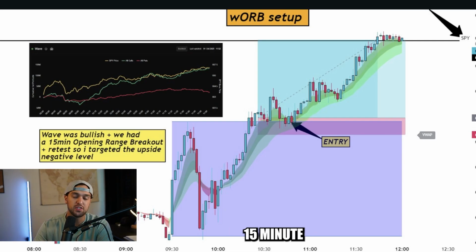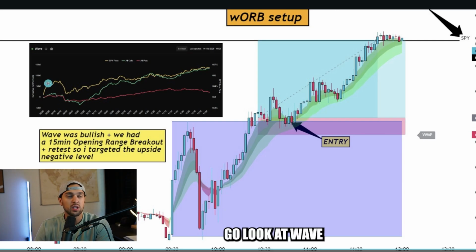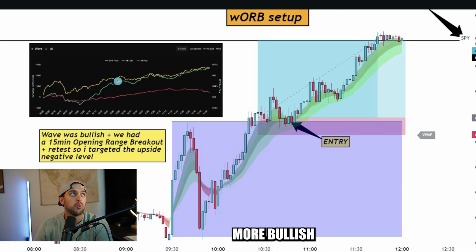After the 15-minute opening range has been formed, we go look at wave, and you can see that it's way more bullish than bearish. The way you can identify this is that if calls, this green line, is above the red line, which is puts, that means it's bullish. In this example, the green line is above the red line, so I am personally looking for an upside move.